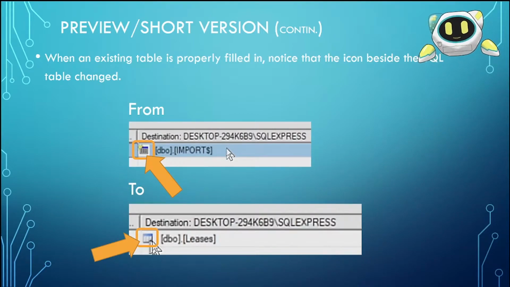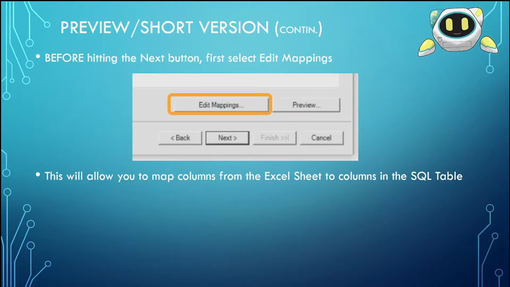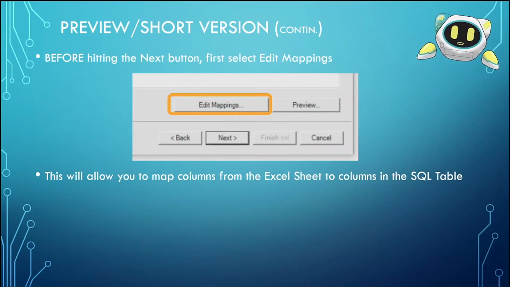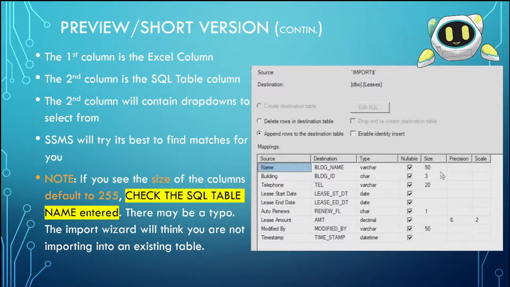So one thing to know is when an existing table is properly filled in on the right-hand side, you'll notice the icon change from this gray table to this really pretty white and blue table. Very, very important. Before you hit next, hit edit mappings. This will allow you to map columns from the Excel sheet to the columns in the SQL table. It'll do its best to map these for you, but you can change them if needed.